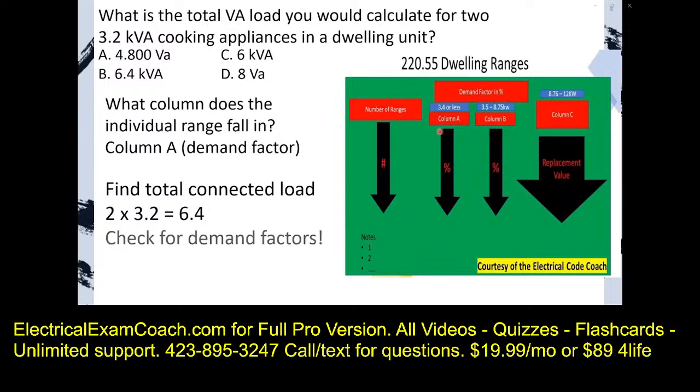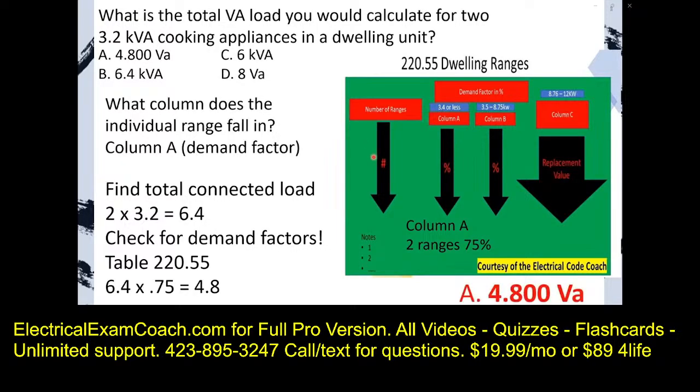Now let's check for demand factors. When we do that, we start on the left-hand side of our table. We come over and find our number of ranges, and then we cross over, and we find that for column A, 2 ranges is 75%. Now all we have to do is multiply. We take our 6.4 multiplied by our demand factor, and this gives us our new reduced load, and we're going to select A. Great job.